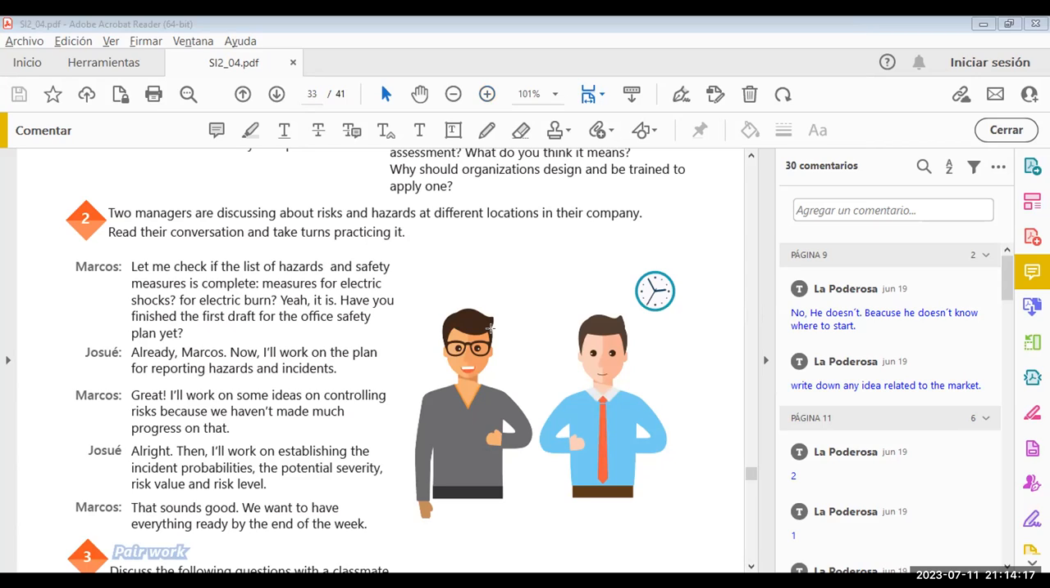Okay. Let me check if the list of hazard and safety measures is complete. Measures for electric shock, for electric burn. Yeah, it is. Have you finished the first draft of the office safety plan yet? Already, Marcos. Now I'll work on the plan for reporting hazard and incidents. Great. I'll work on some ideas of controlling risks because we haven't made much progress on that. All right, then I'll work on establishing the incident probabilities, the potential severity, risk value, and risk level. That sounds good. We want to have everything ready by the end of the week.